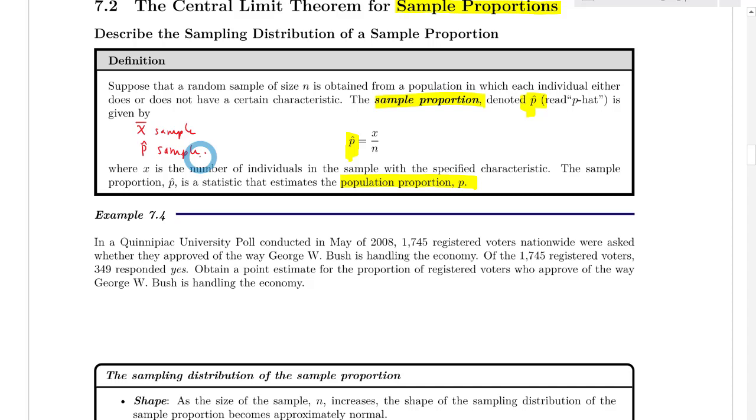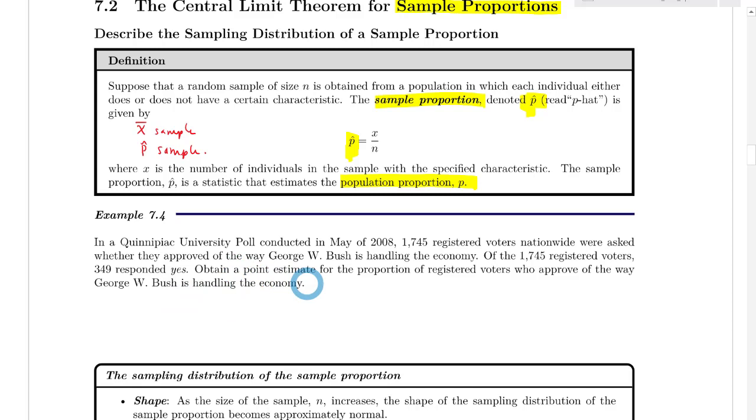Okay, so let's just do a quick example of finding a sample proportion. In a Quinnipiac University poll conducted in May 2008, 1,745 registered voters nationwide were asked whether they approved of the way George W. Bush is handling the economy. Of the 1,745 registered voters, 349 responded yes. Obtain a point estimate for the proportion of registered voters who approve the way George Bush is handling the economy.